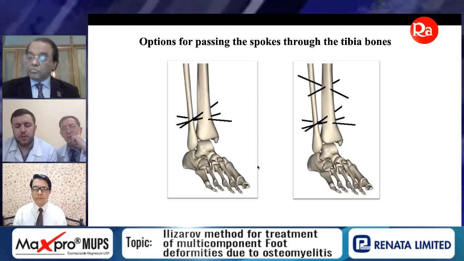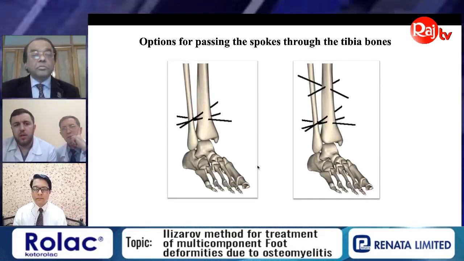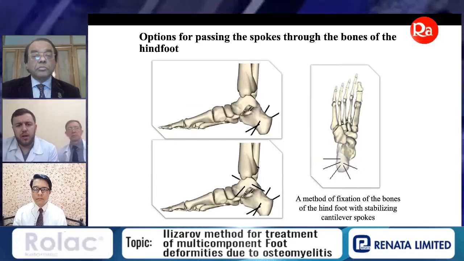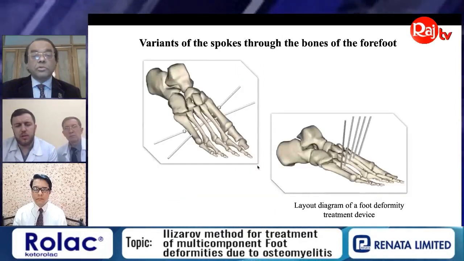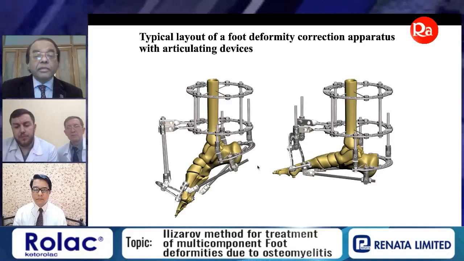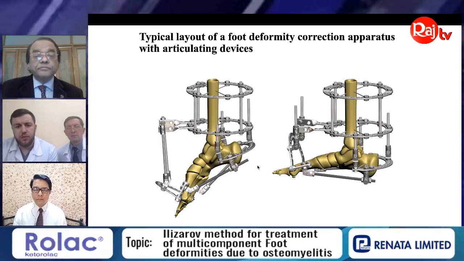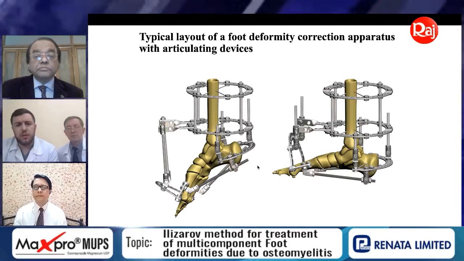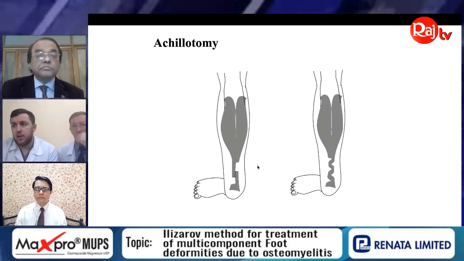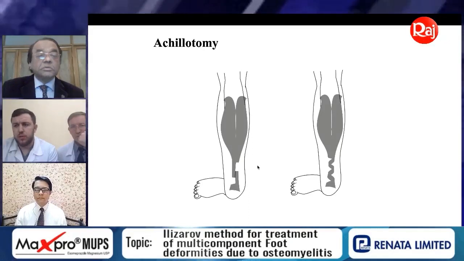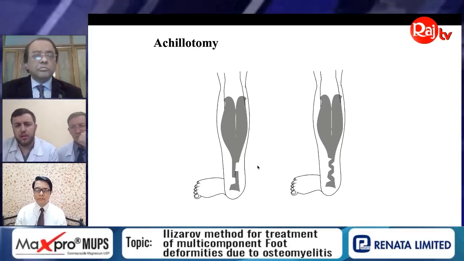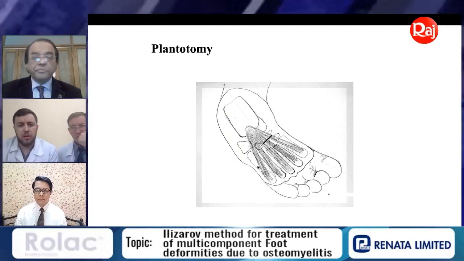Here, as you can see, options for replacing some wires of the tibia bones in foot bones and in the midfoot and upfoot bone. A typical construct of the Ilizarov device for correction of the deformity, and standard soft tissue techniques for correction of deformity, like in that slide, achillotomy, tenotomy.